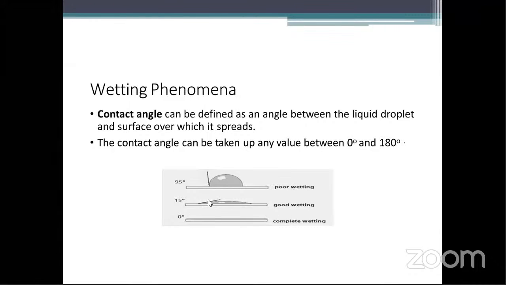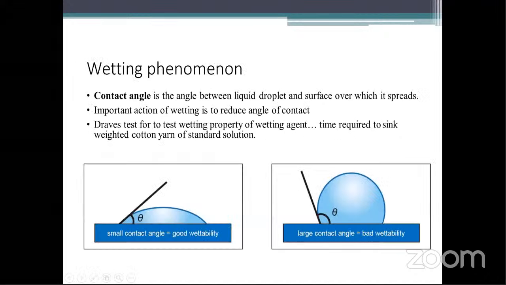So here see that contact angle is more than 90 degree, so the wetting is very much poor, and in this case the contact angle is 15 degree only, so we can say that that is good wetting, and when the contact angle will be 0, that means that is the complete wetting. So the contact angle value may be 0 to 180 degree. Same, see that small contact angle, good wettability, large contact angle, bad wettability.